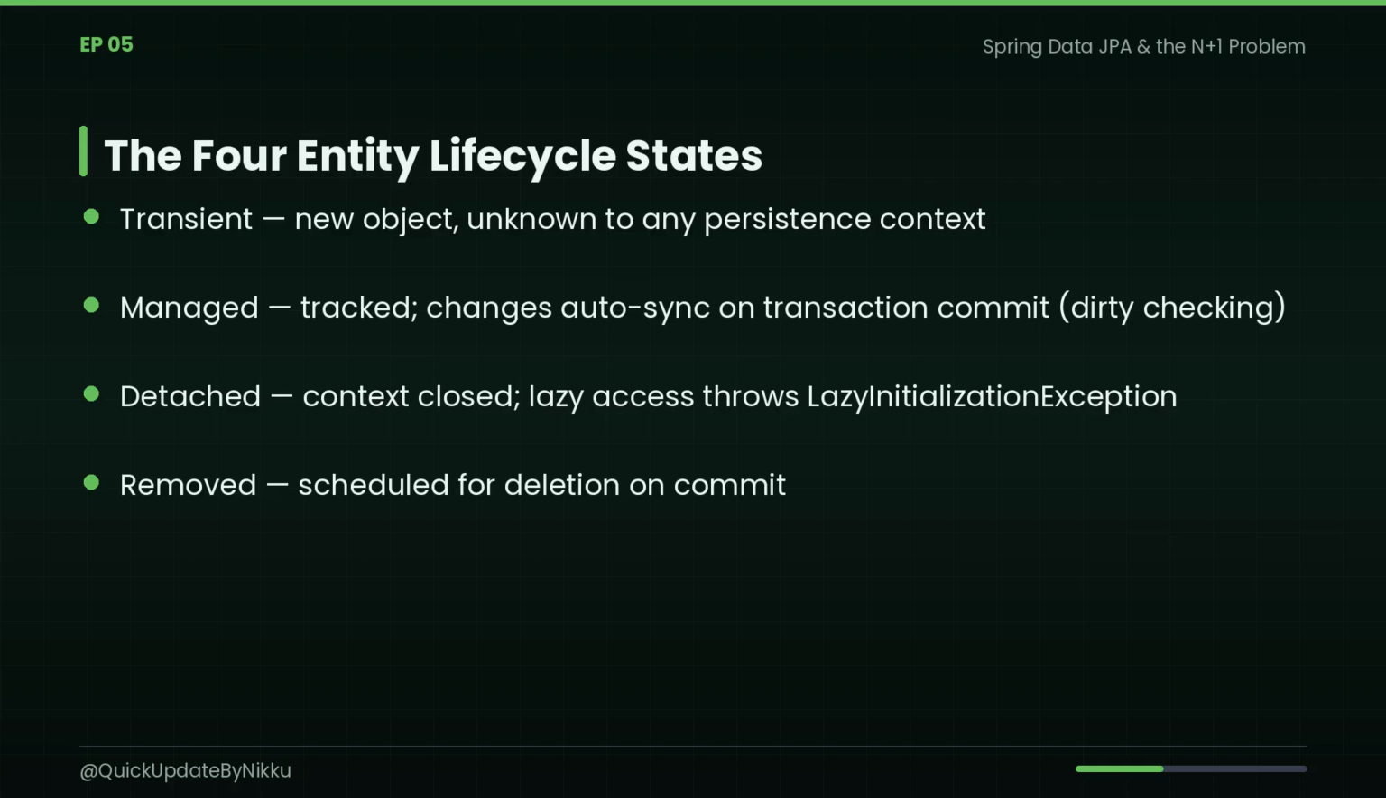These 4 states appear in virtually every JPA interview and, more importantly, in virtually every real bug report. A managed entity is silently watched by Hibernate. Any field you change will be written to the database when the transaction commits, even without an explicit save call. A detached entity looks like a normal Java object but will throw a lazy initialization exception the moment you try to traverse an uninitialized collection, because there is no longer an active persistence context to execute the query.